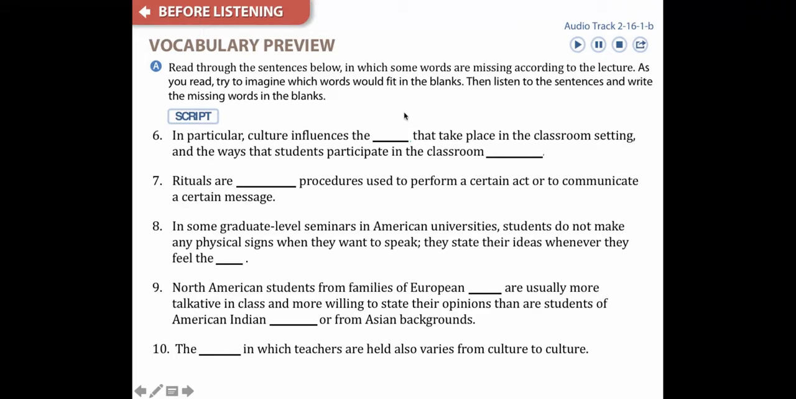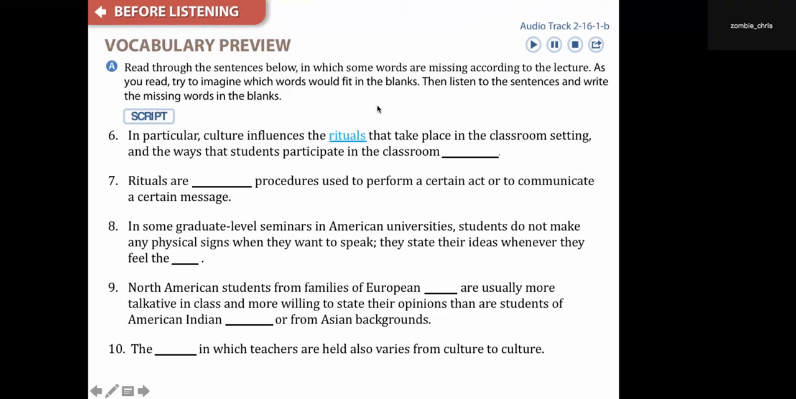Okay, so culture influences the rituals that take place in the classroom setting, and the ways a student participate in the classroom discourse. Discourse just being another word for, we get the word discussion from this. Discourse just means people having a conversation. So obviously, discourse and discussion, and we see some relation between that. Usually, talking about serious academic topics.